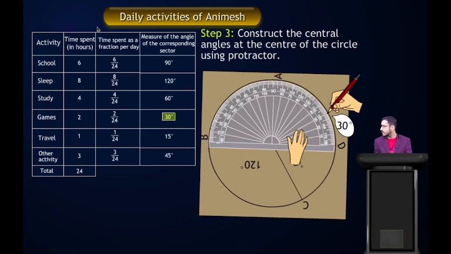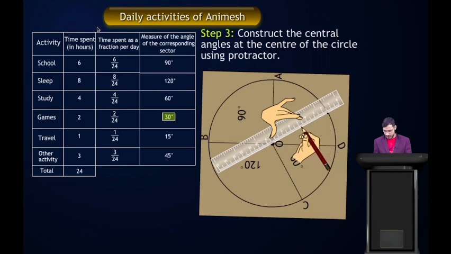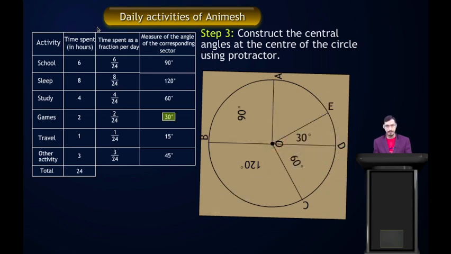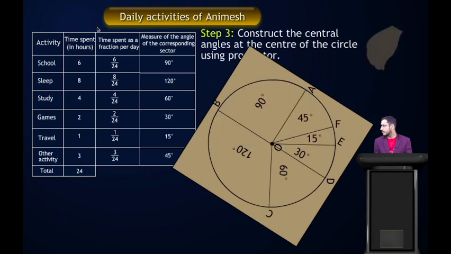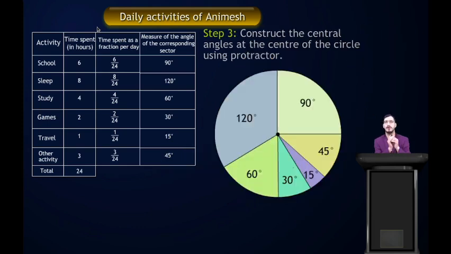30 degrees, 15 degrees, and 45 degrees. Okay students, you can see 15 degrees here. Now 45 degrees, so here we draw a pie chart like this: 120 degrees, 90, 45, 15, 30, and 60.